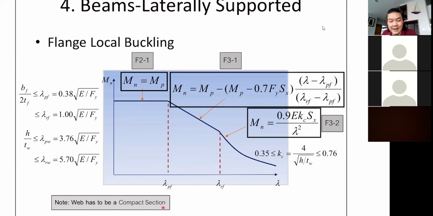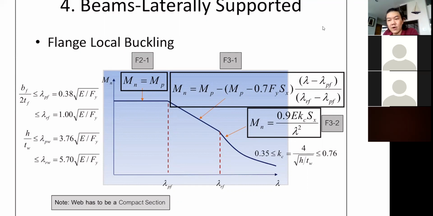And that's the key. I would mention this later on if you would like to know why I write it this way. This is not wrong grammatically. Web has to be compact section, and our web is compact. So check this, and you know that your web is compact. But when you check the flange, you may have the non-compact flange.